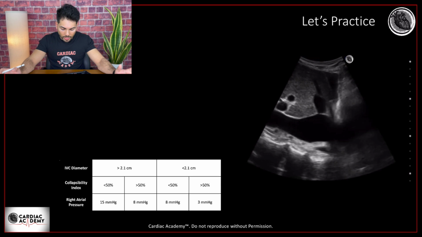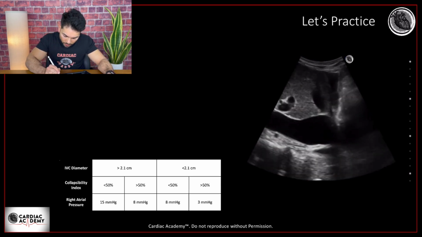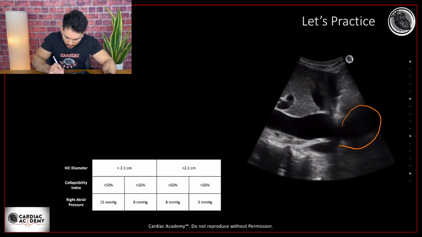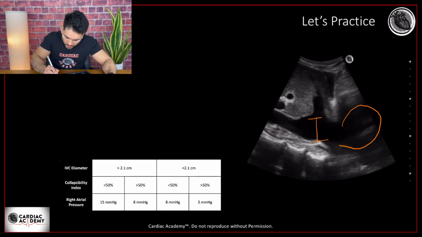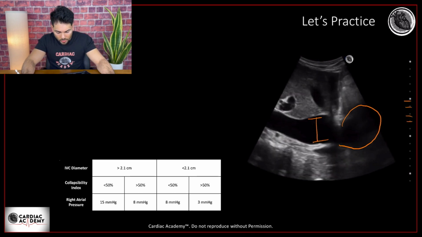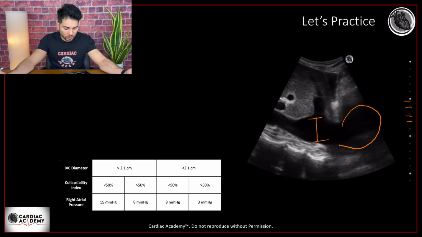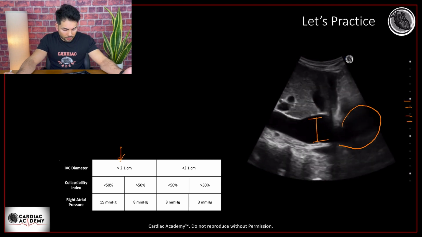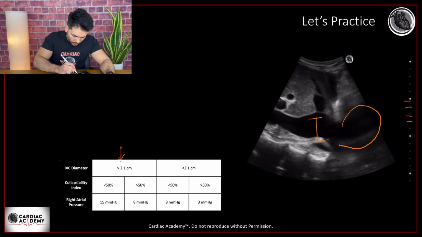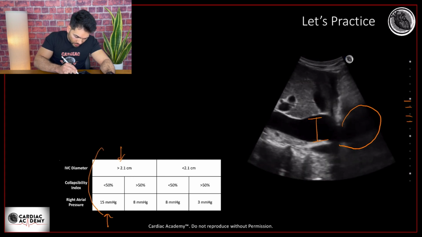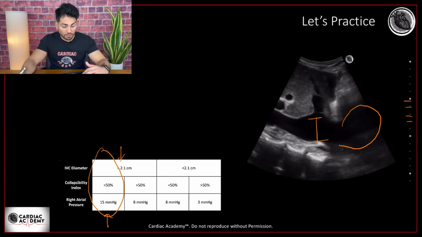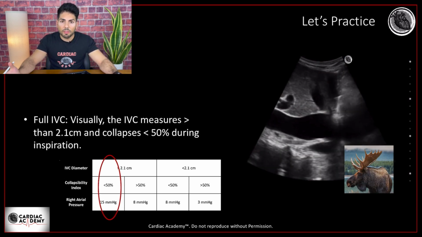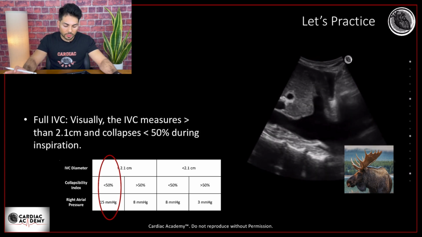Now, second example, again, this is the atria right here. Look, 2 to 3 centimeters from the junction, around here. Look at the caliper. So that's obviously measuring more than 2 centimeters, right? So we're here. And it's collapsing less than 50%, right? So we're here. So that gives us a full IVC. And in fact, if you look closely, you can actually see the moose as well. So we have dilation of the hepatic veins as well, okay? So this is a full IVC.